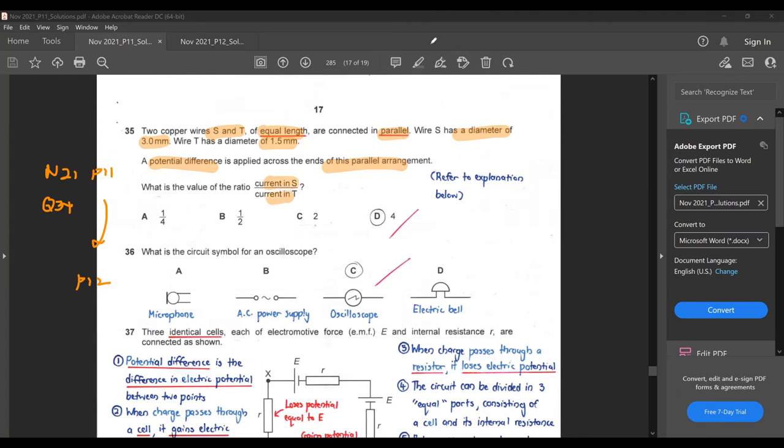Okay, wait now. Okay, hi Janani, you just joined in. We are continuing off from where we left off last week, November 21, P11. We are under question 35.